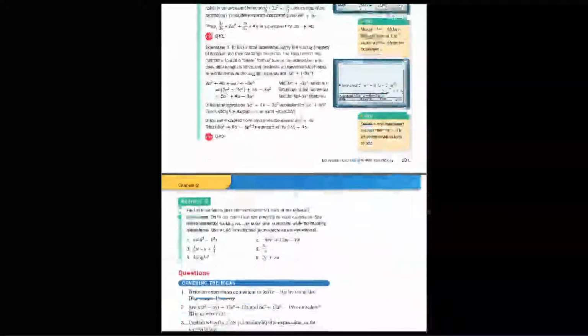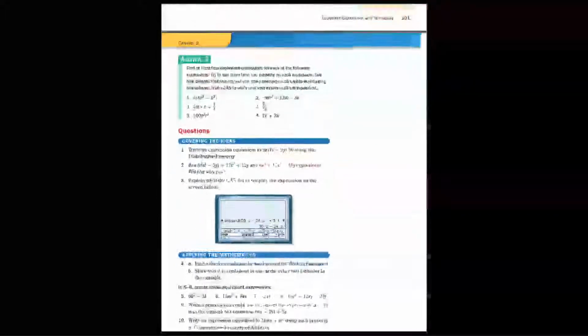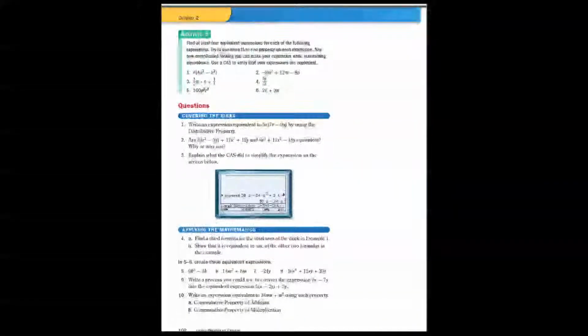Looking at the next activity, excuse me, is activity 3. Activity 3 asks you to find at least 4 equivalent expressions for each of the following expressions. Try to use more than one property on each expression. See how complicated looking you can make your expression while maintaining equivalence. Use a CAS to verify that your expressions are equivalent.